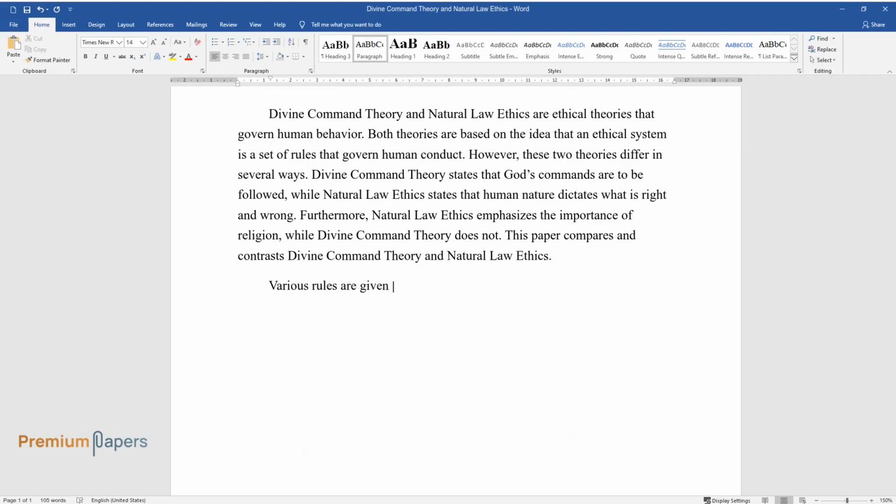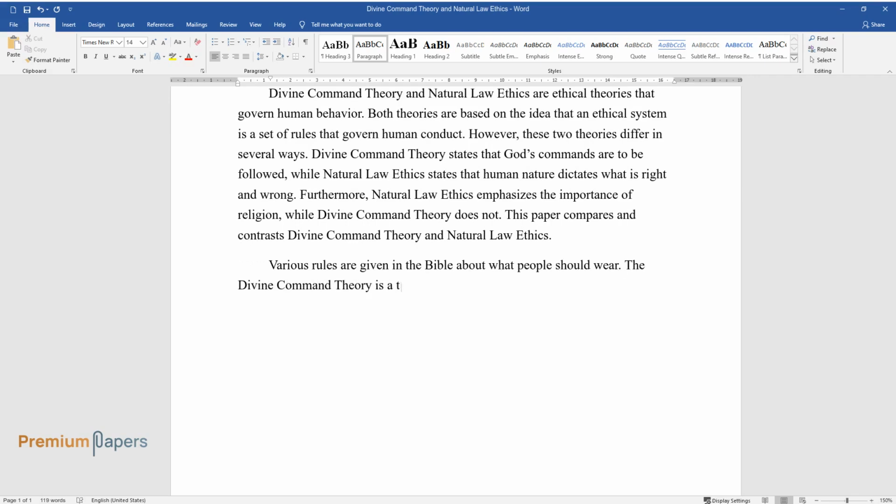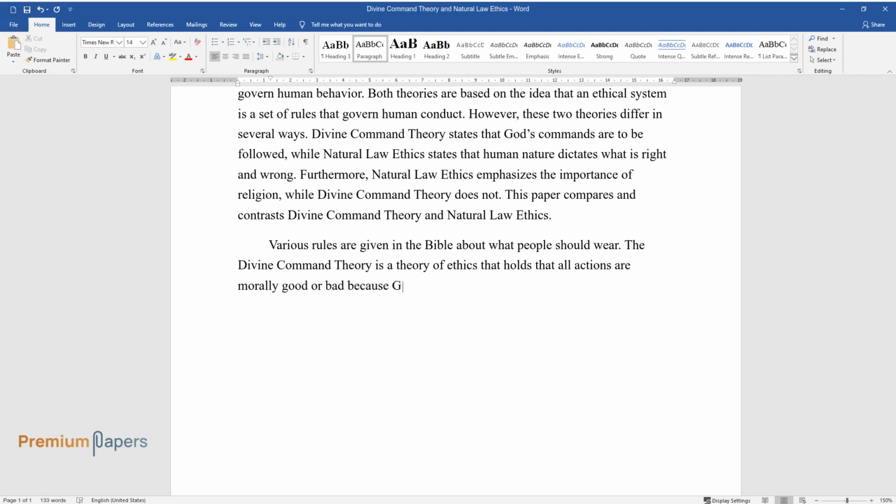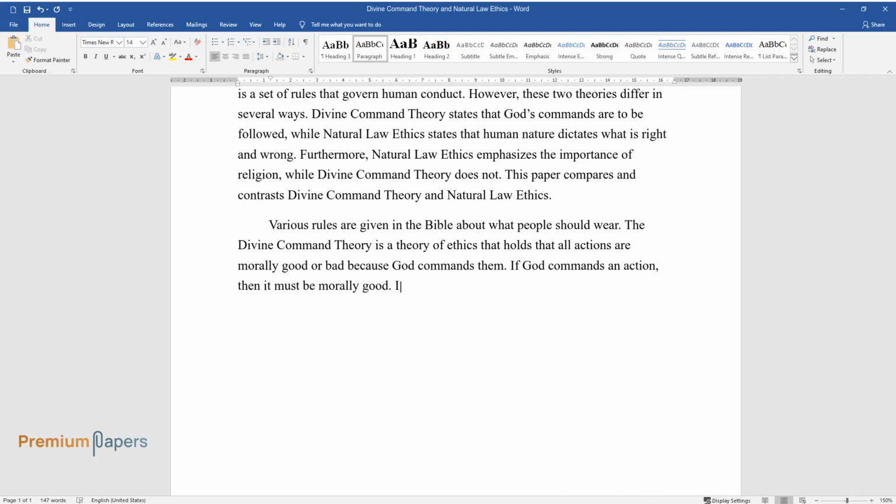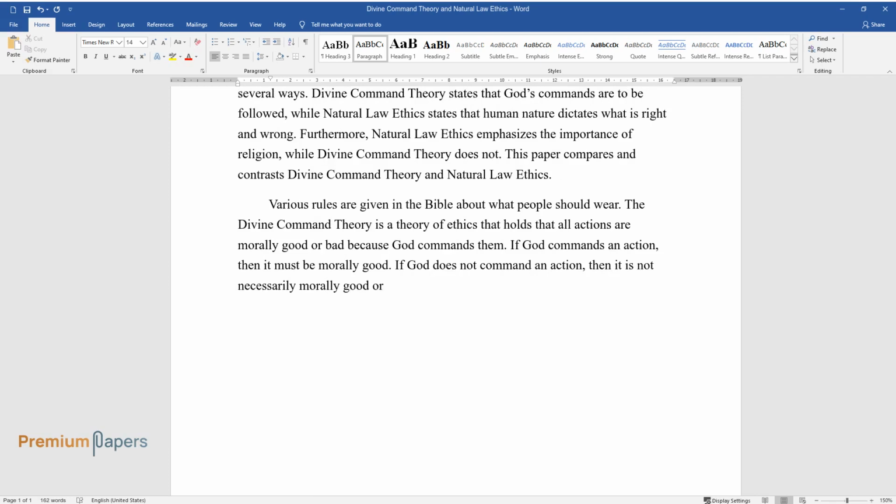Various rules are given in the Bible about what people should wear. The divine command theory is a theory of ethics that holds that all actions are morally good or bad because God commands them. If God commands an action, then it must be morally good. If God does not command an action, then it is not necessarily morally good or bad.